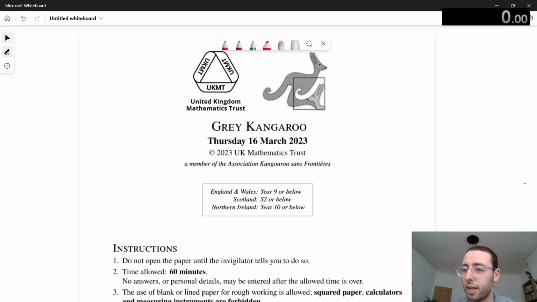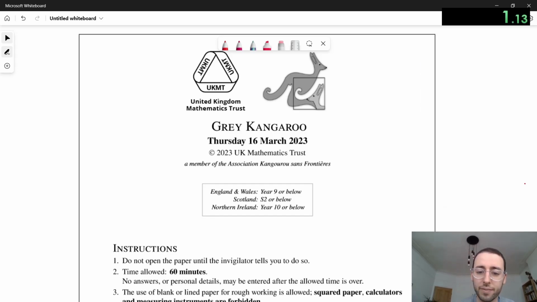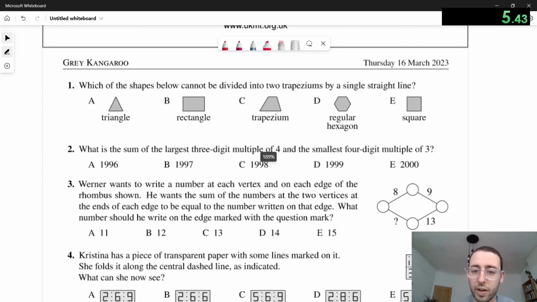We've got a timer up here. Let's start. Okay, let's see how it goes. I think we get an hour. So, which of the shapes below cannot be divided into two trapeziums by a single straight line? What? The triangle.